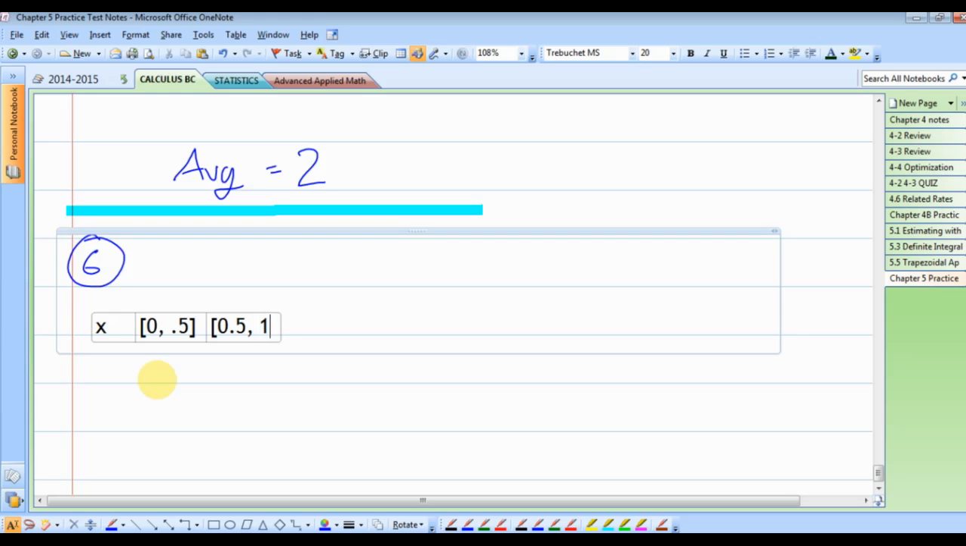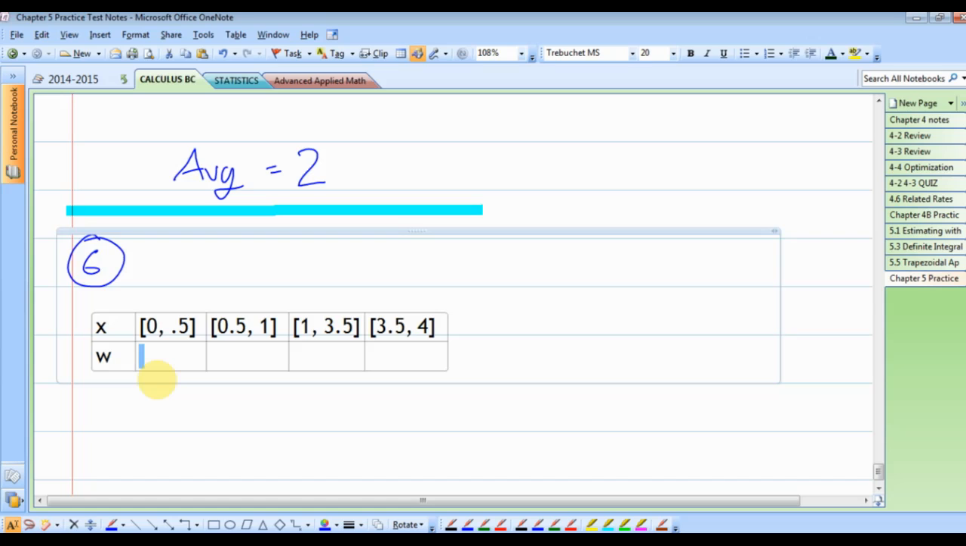0.5 to 1. Next one is 1 to 3.5. Last one is 3.5 to 5. 3.5 to 4. And then 4 to 5. Then it stops. Okay. First thing is the width of each rectangle. 0.5, 0.5, 2.5, and 0.5.